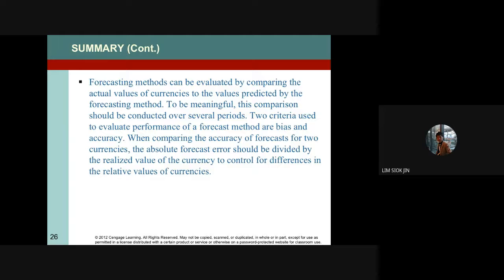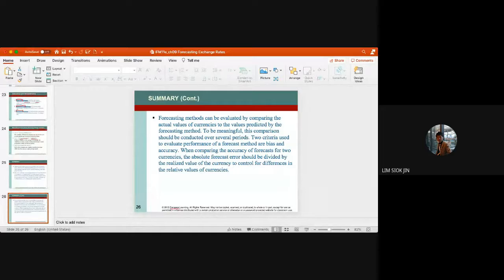And always think that there is possible bias that affects accuracy. And when you want to compare two currencies, this error should be divided by the actual. So the difference between forecast and actual should be divided by the actual value to control for differences. All right. So basically, this is the end of this chapter. Do you have any question?